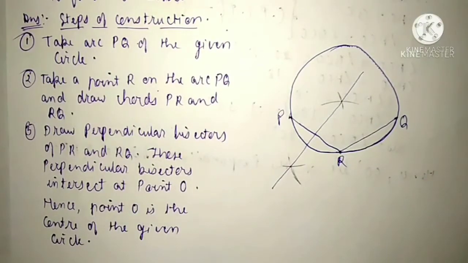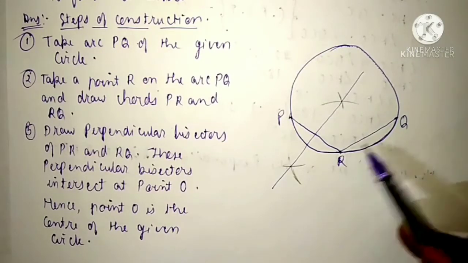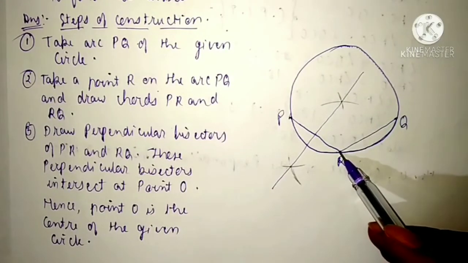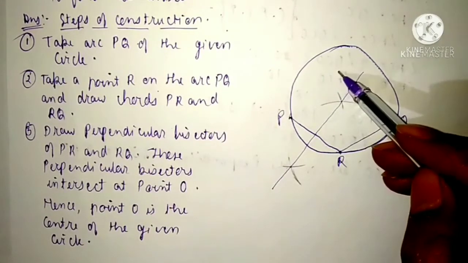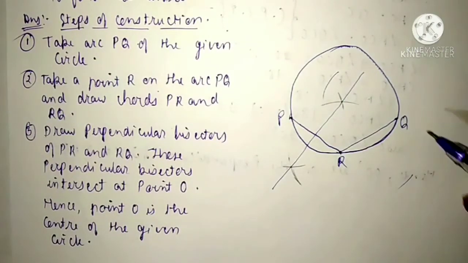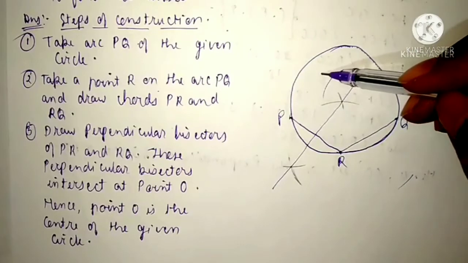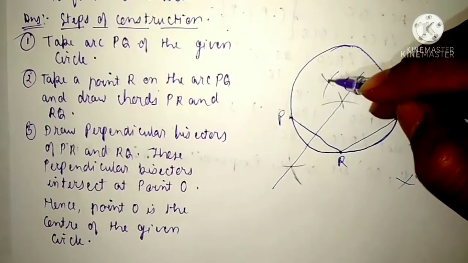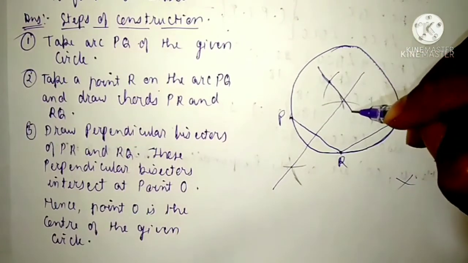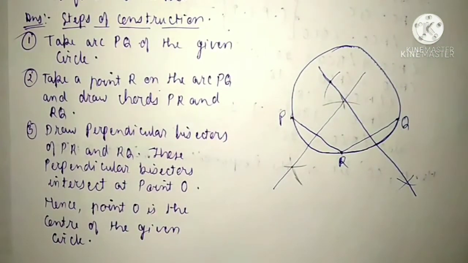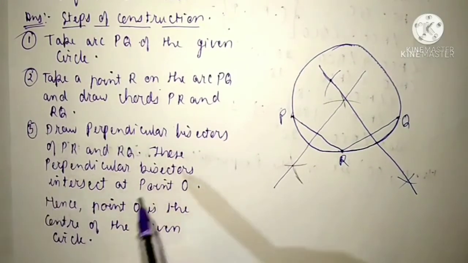Okay, now similarly we will draw the perpendicular bisector of RQ also. You will take more than half distance of this RQ, and first of all with R as center we will draw an arc here and one here. Okay, now with Q as center you will draw an arc here and one here. Now we will join these 2 points like this.